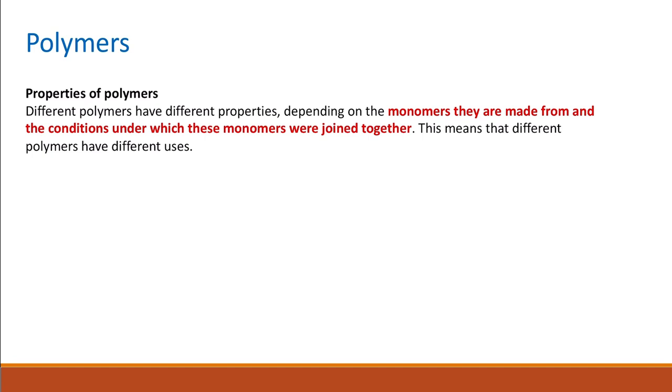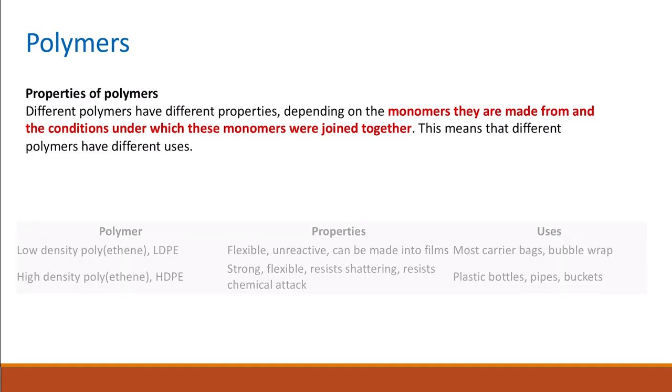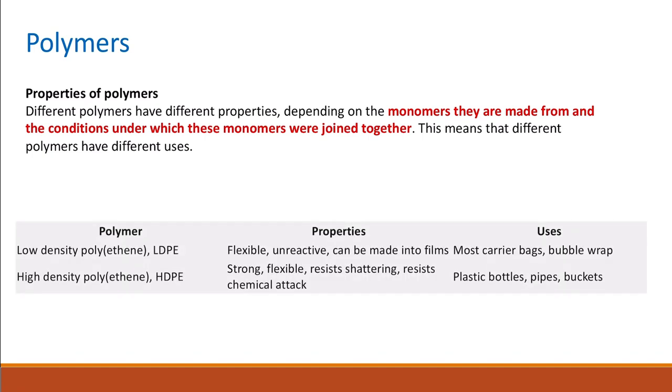Polymers: there are different types of polymers, and they differ based on the monomers they are made from and also the conditions under which these monomers are joined together. So we have low density polyethylene polymers and high density polyethylene polymers. They have different properties. Lower density ones are flexible and reactive and can be made into films. They are usually used to make carrier bags and bubble wraps.